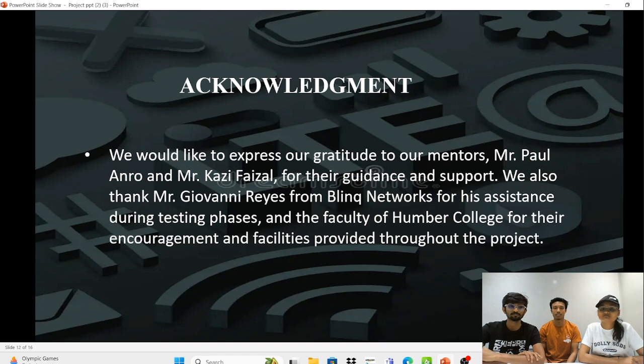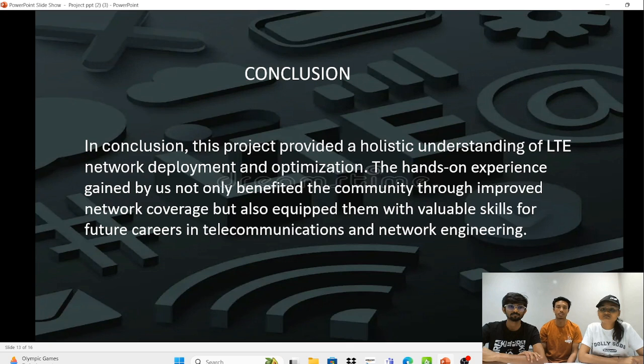The knowledge and experience that we gained from this project provide us valuable lessons, which we believe will help us in pursuing careers in telecommunication and network engineering. This project helped us to bridge the gap between our academic learning and real life application in the rapidly evolving field of wireless telecommunication.